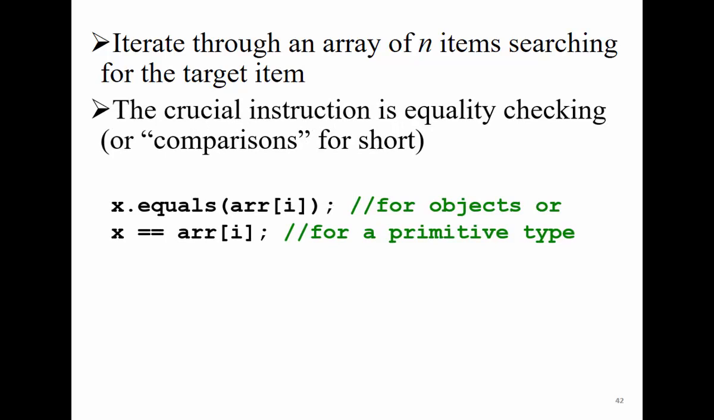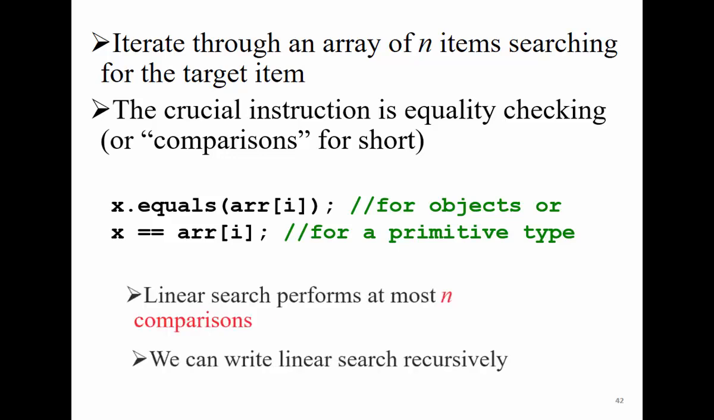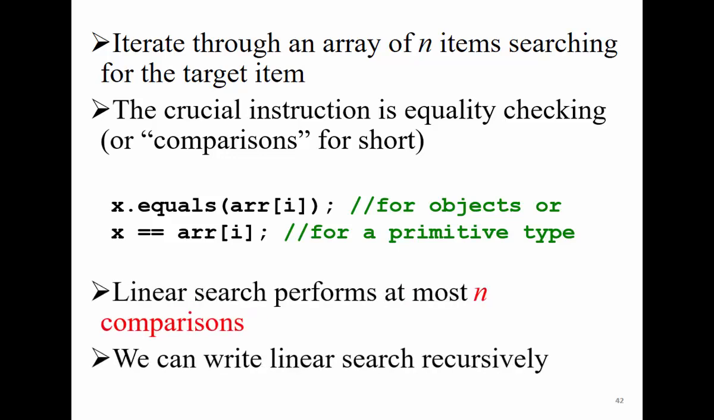You can see here, each time, we're going to do the same comparison. If this is a primitive type, we're going to do double equals. But if it's an object, we're going to do x dot equals, and we give the array element. So in the linear search, we need n comparisons. So it's a linear time complexity.